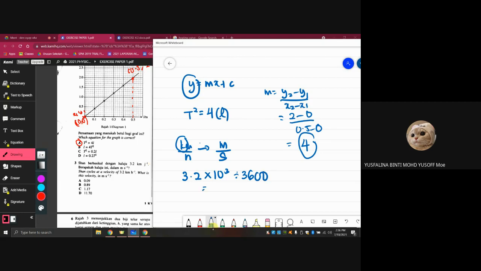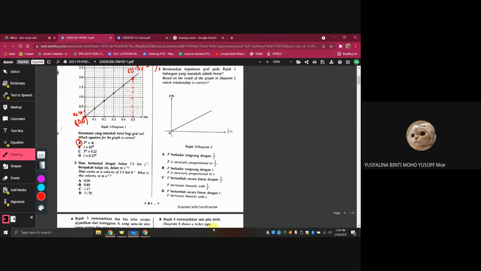What's the answer for this one? You still remember? 0.888, right? So you will get 0.89. Okay, so the answer is B.